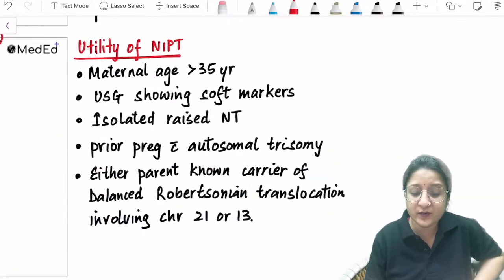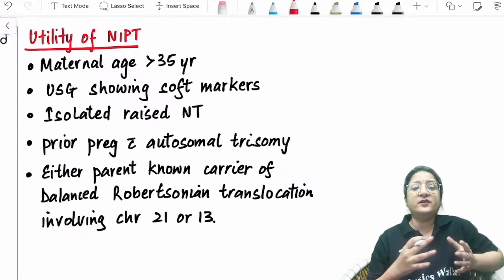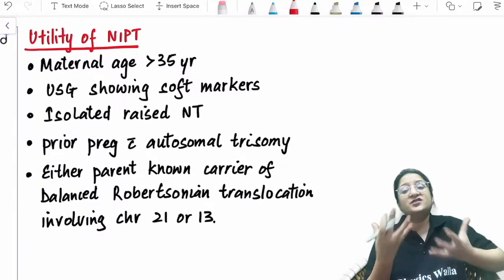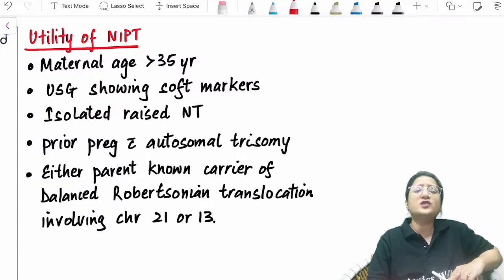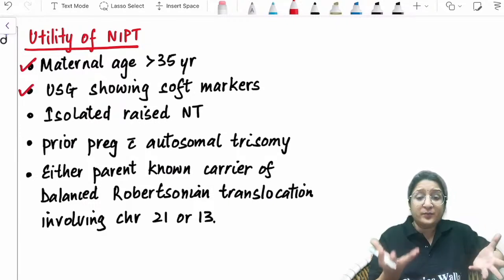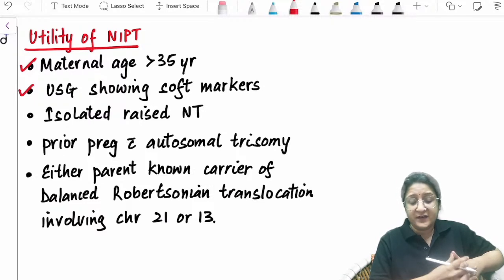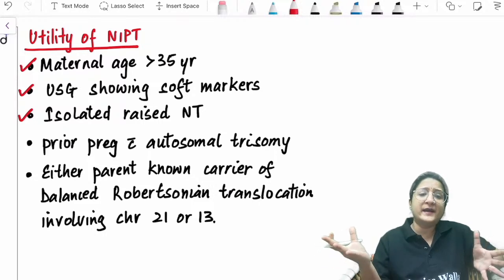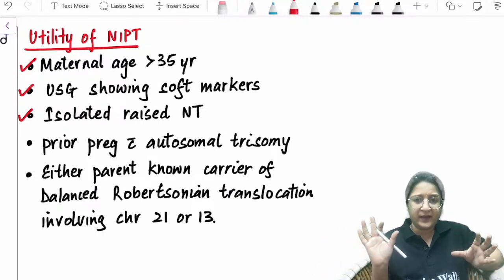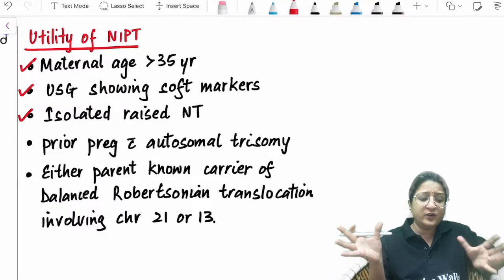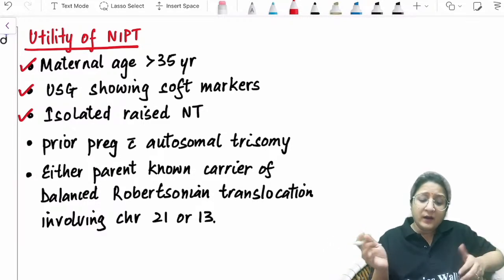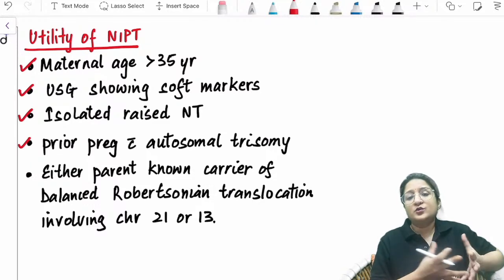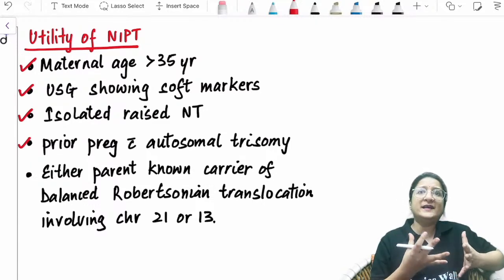So currently, what is the utility of NIPT? Let's say, for example, those women who are at increased risk of having a Down syndrome affected fetus because of maternal age more than 35, or the ultrasound is showing certain soft markers which increase the probability of a Down syndrome affected fetus, or in the first trimester combined screening only the NT is raised, isolated raised NT, meaning nuchal translucency, or there is a prior pregnancy with an autosomal trisomy. Let's say, for example, that there is a situation.